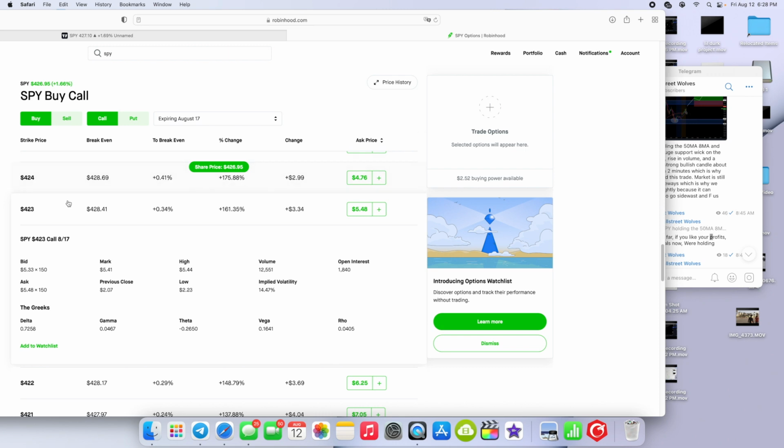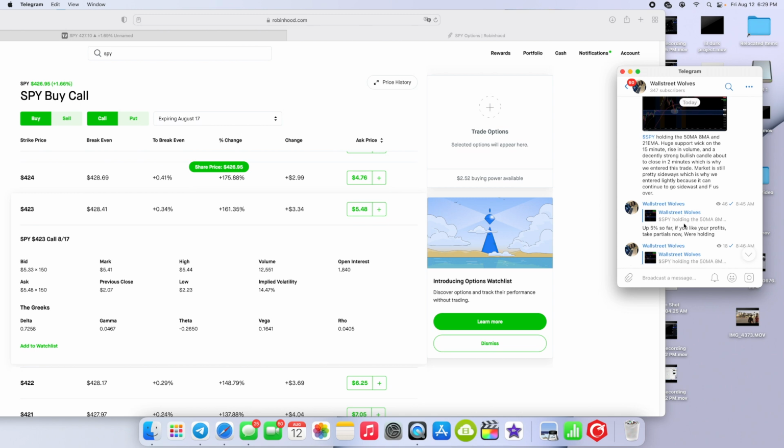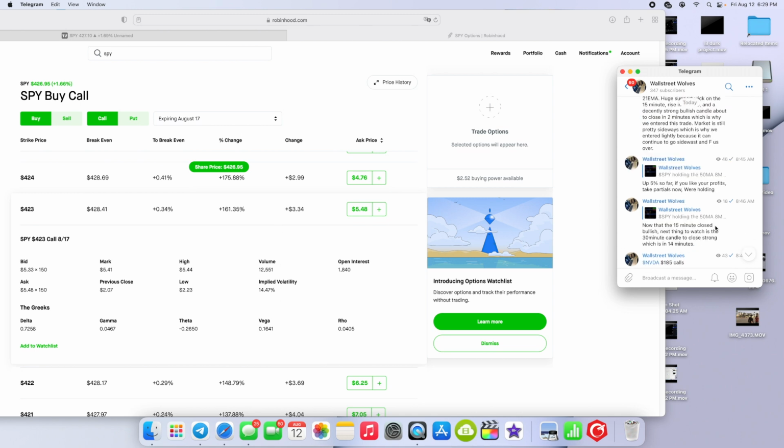Just warning you though, trading options is a lot riskier. You can lose money a lot quicker than just buying and selling shares. This is a faster moving market. That's why I always try to tell everybody, make sure you have the capital to be trading before you decide to trade options. But yeah, we got up to 5%.